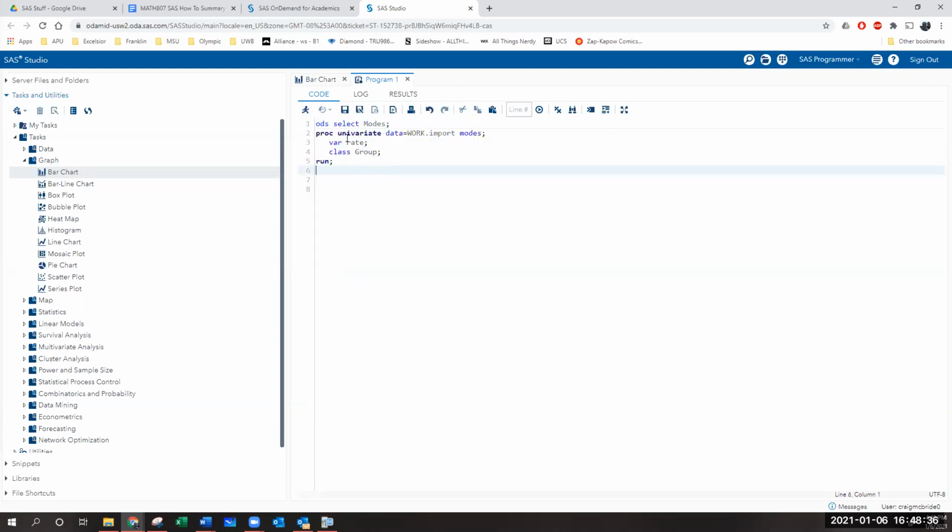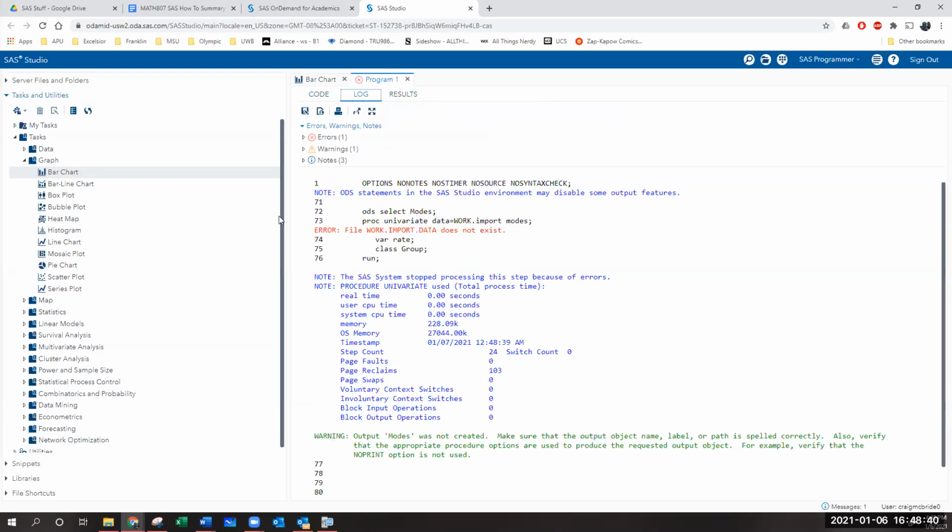And then of course I've got to load my data, because if I ran this right now, nothing's going to happen. The work.import, I don't have any data. There's no data there. So it's like, how do I do this?